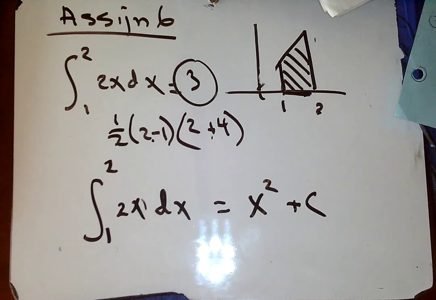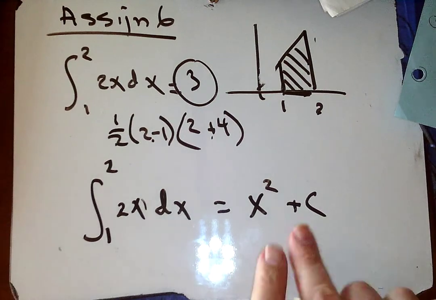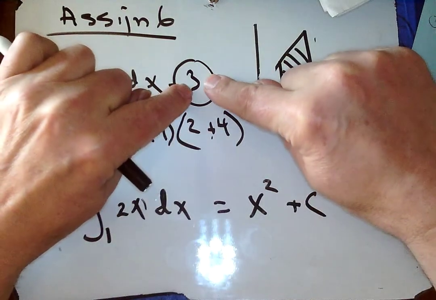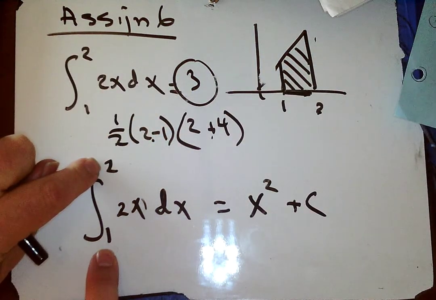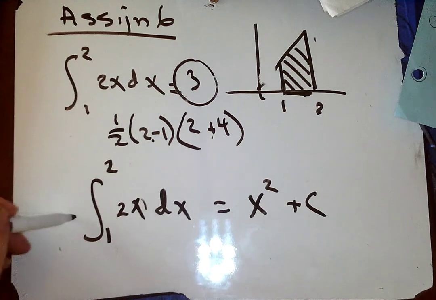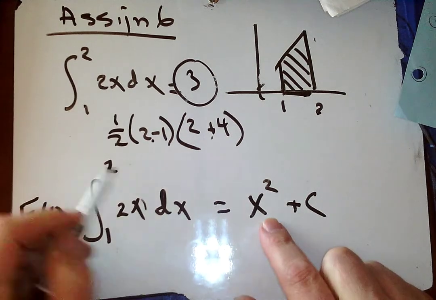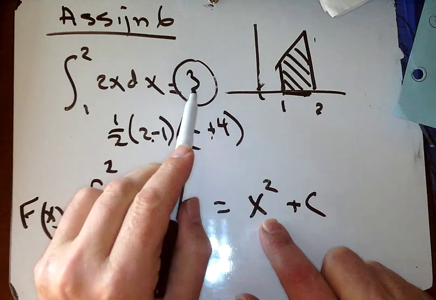Think about it for a minute. No, don't give up yet. Keep thinking about it. I want to use this function to generate this answer on this interval. Do you see it? Yeah. 2 squared is 4. 1 squared is 1. 4 minus 1.